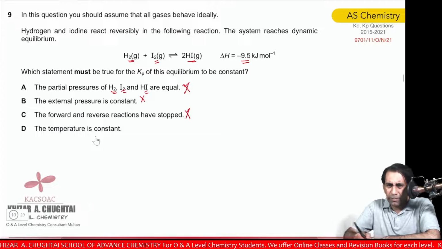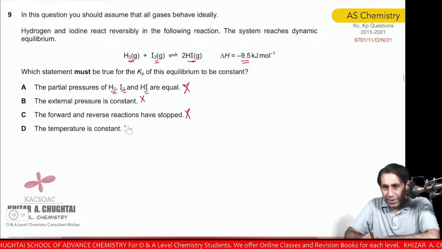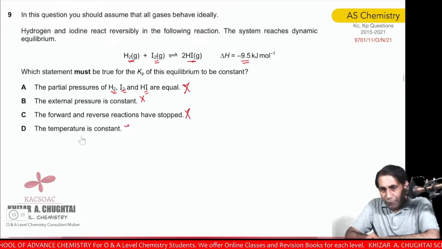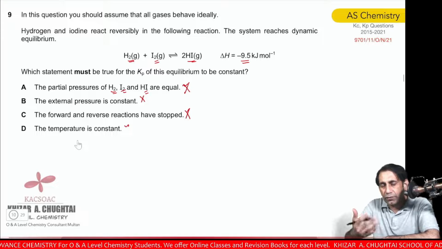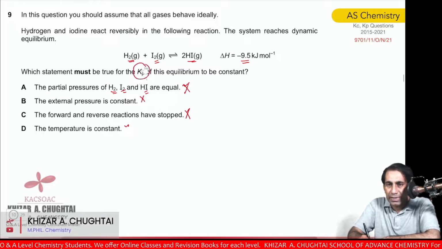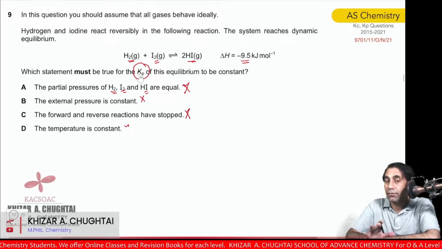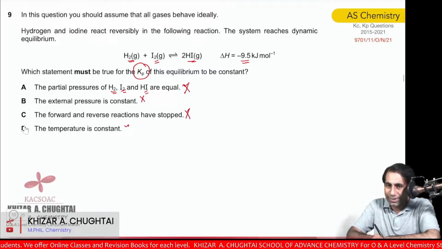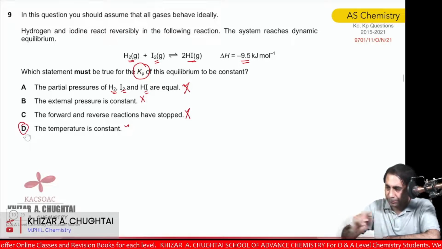So the last one will be the correct one. The temperature is constant, yes, because the rise or fall of temperature affects the value of Kp. Kp is affected by temperature only. So yes, D is the correct option.